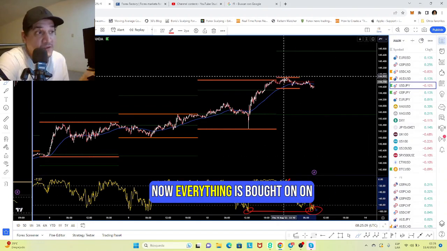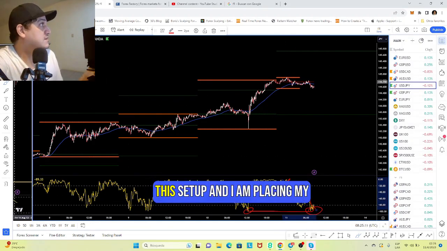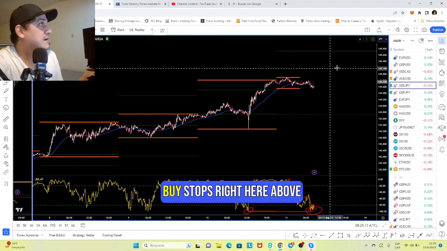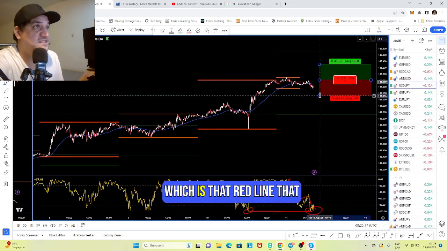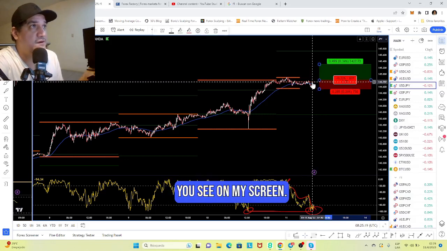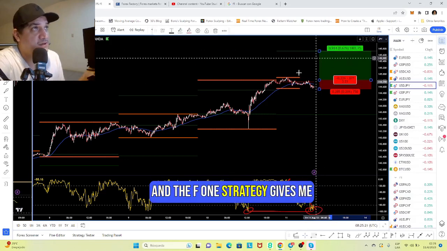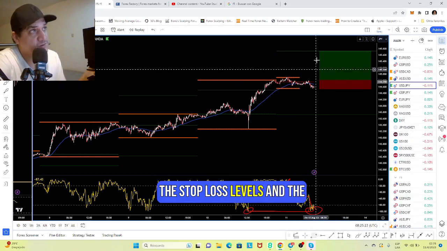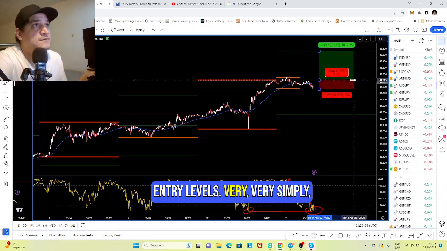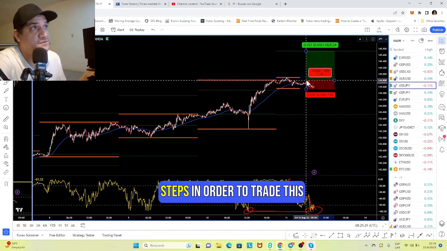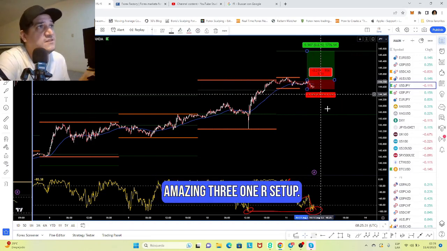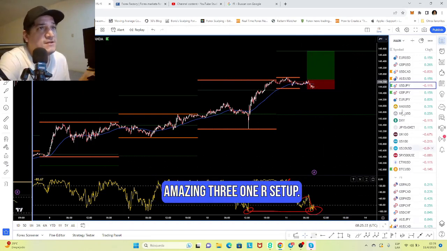Now, everything is spot on this setup, and I am placing my buy stops right here above our entry line, which is that red line that you see on my screens. And the F1 strategy gives me the stop loss levels and the entry levels. Very, very simply, we need just to follow those steps in order to trade this amazing 3.1 R setup.